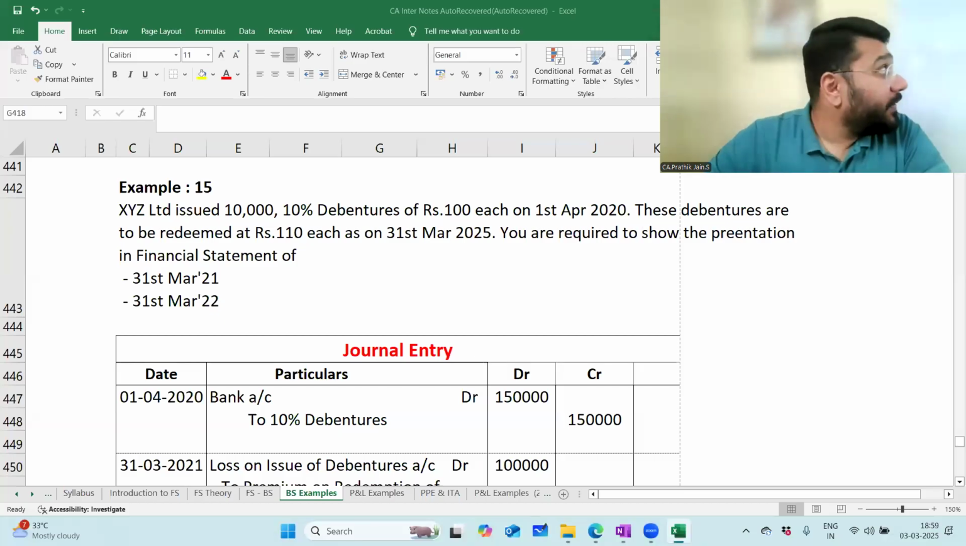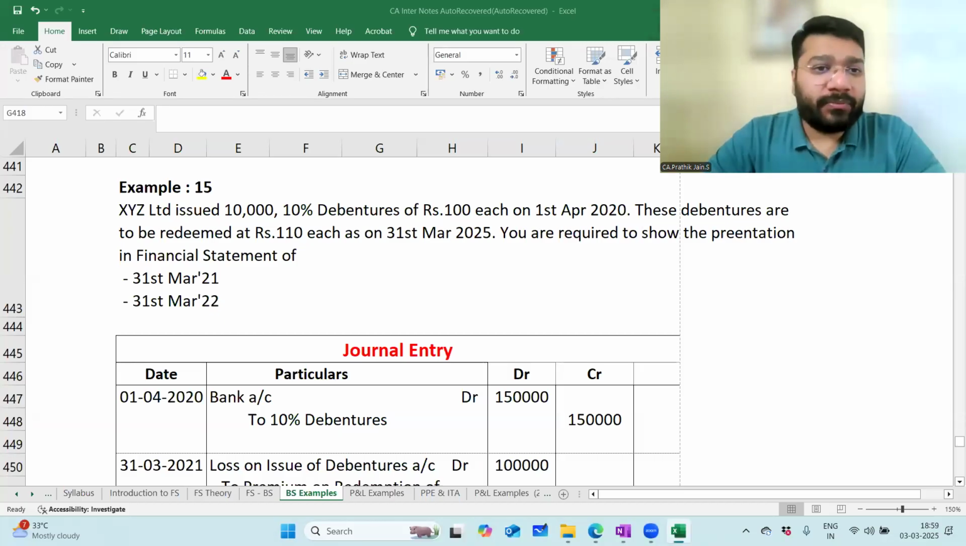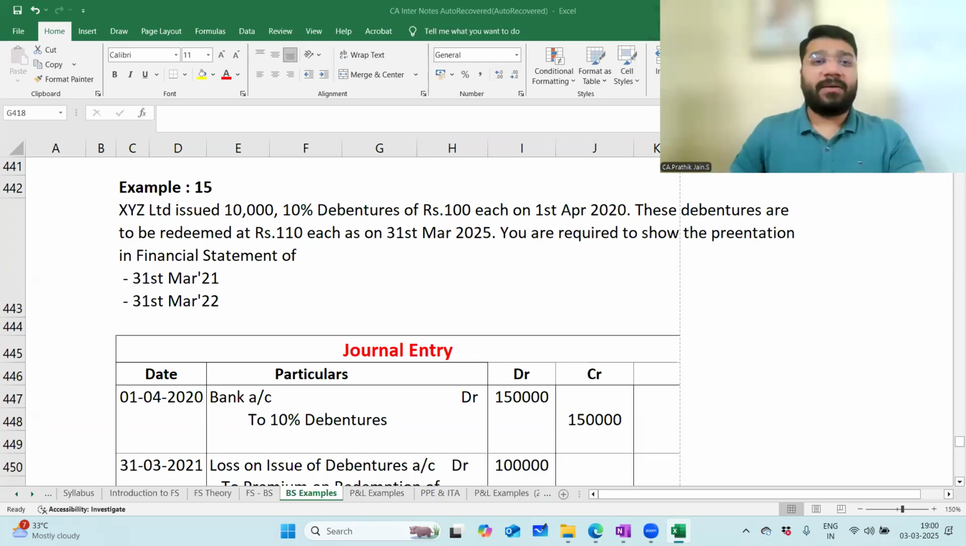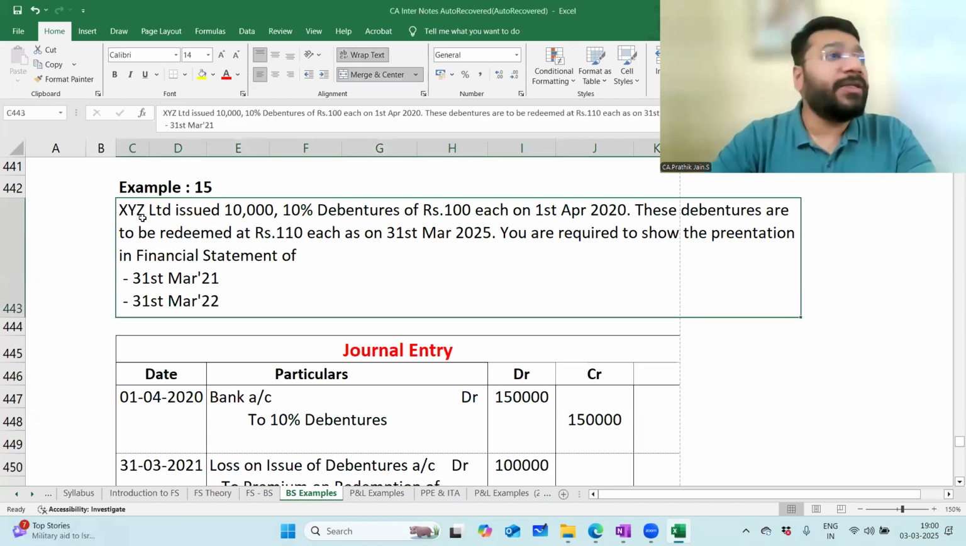Welcome back from the break. So let's continue. I'm going to discuss one example which has absolute relevance to the next concept I'm discussing, so please concentrate. It says that XYZ Limited issued 10,000 10% debentures of 100 each on 1st April 2020. These debentures are to be redeemed at rupees 110 each on 31st March 25.